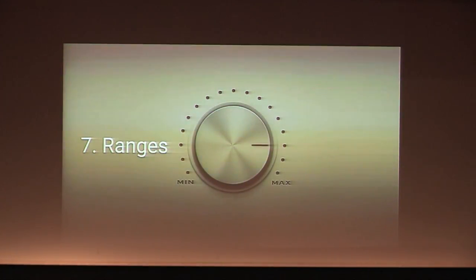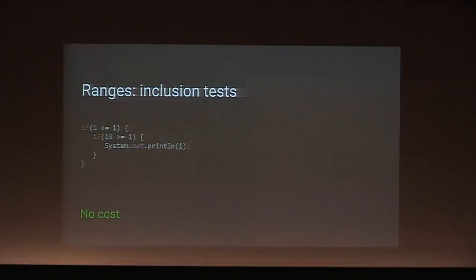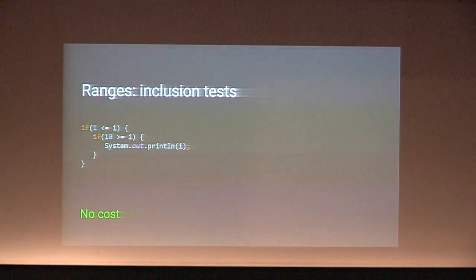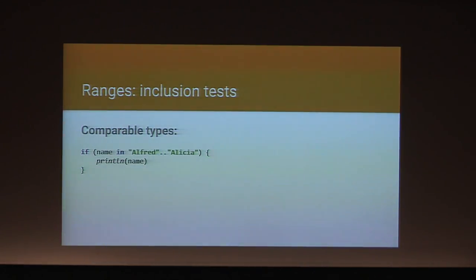Let's talk about ranges. Ranges are used to represent a finite set of values in Kotlin, and the main operator function to create a range is the .. function. Here is a simple example to check if a value is between 1 and 10. And when you compile that, it is going to be super optimized, no cost, everyone's happy. We can also do that for classes implementing Comparable, like String, for example. Here we are testing if a word is between two other words in the dictionary.